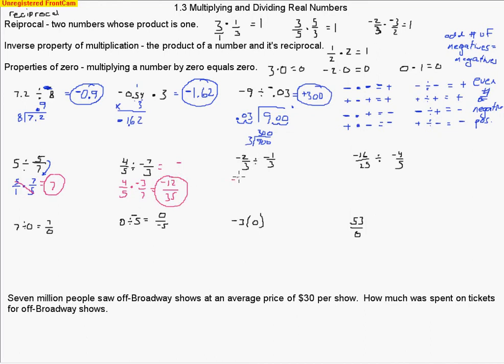Looking at our next one, again, you keep the first fraction the same, multiply by the reciprocal.